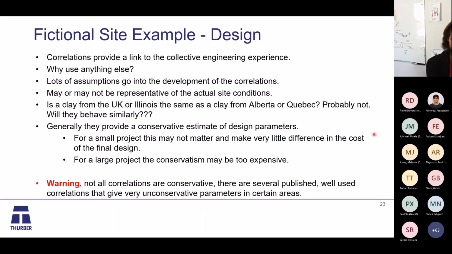Like, not all correlations are conservative. There are several published, well-used correlations that give unconservative parameters in certain areas. So in Alberta, there's correlations that are widely used, and I've seen used in the US, in Eastern Canada, that if you use them here, they do not work, and they will give you overly aggressive designs.